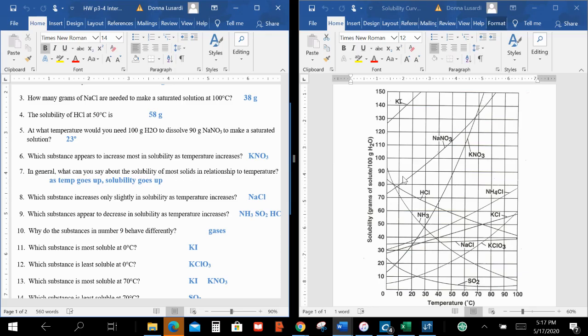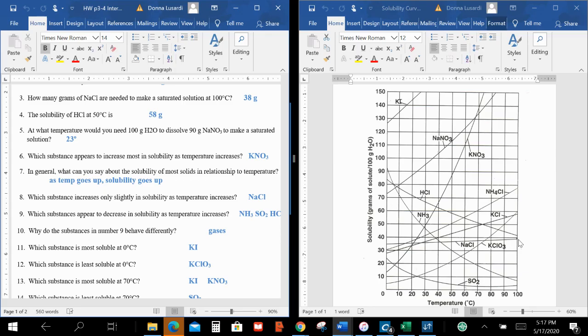So our solids, sodium nitrate, potassium iodide, all our salts, seem to go up in solubility as the temperature goes up. Which one increases only slightly? So I'm looking for one that increases, but only slightly. Well, this almost looks like one of the grid lines. NaCl solubility changes very little with temperature. It's about 35 at 0 degrees and only goes up to maybe 38, 39 at 100 degrees.